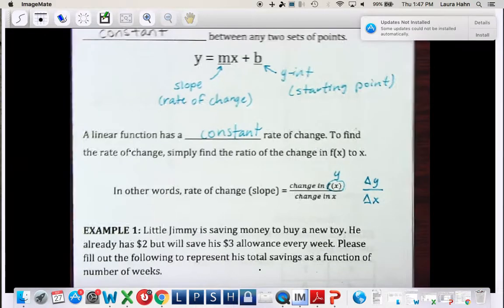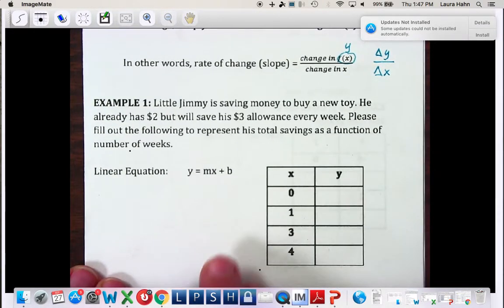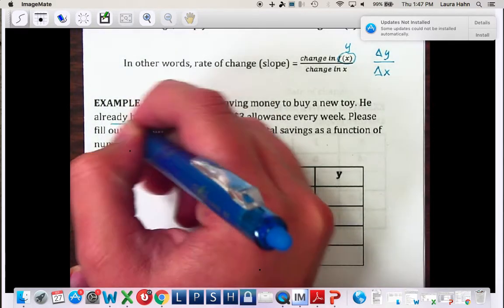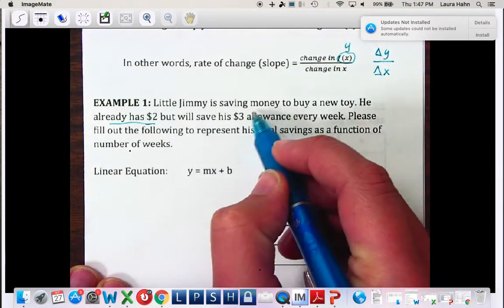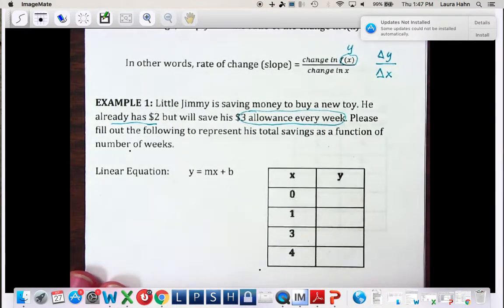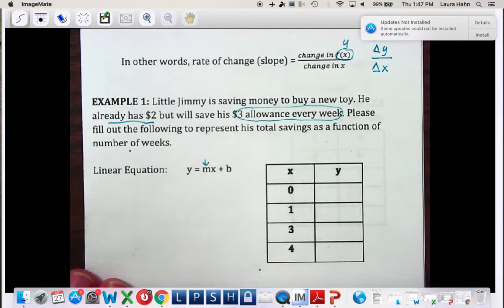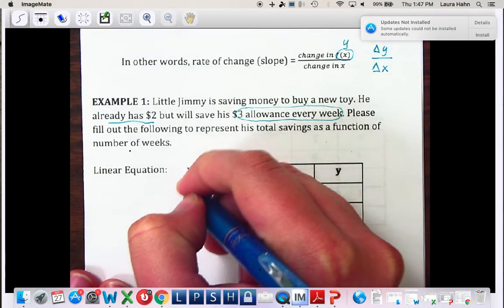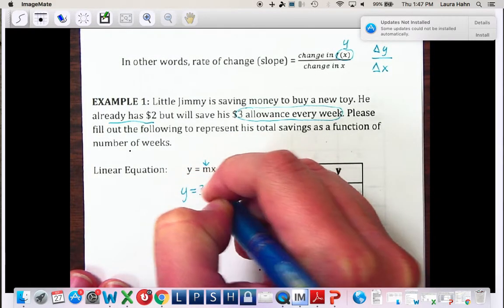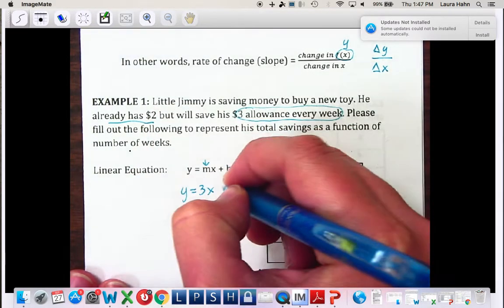On example 1, little Jimmy is saving money to buy a new toy. He already has $2, but will save $3 every week. Remember, m is your slope. How is his money changing every week? Well, he's adding $3 to it every week. So I know my rate of change is 3. B is your y-intercept. That's your starting point. I know he started with that $2, so it's going to be a plus 2.